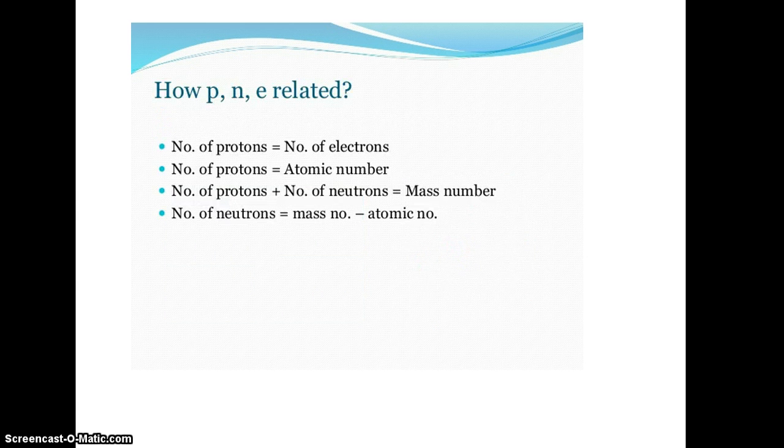And you already know that in the first unit, the previous topic, we learned that the number of protons should be equal to the number of electrons. And when the number of protons equals the number of electrons, it is equal to the atomic number. Also, the number of protons plus neutrons is the mass number. And the number of neutrons can be calculated using the equation mass number minus atomic number.